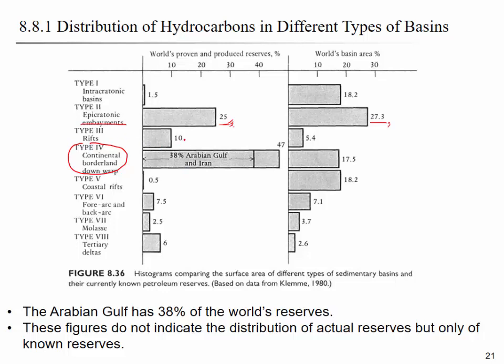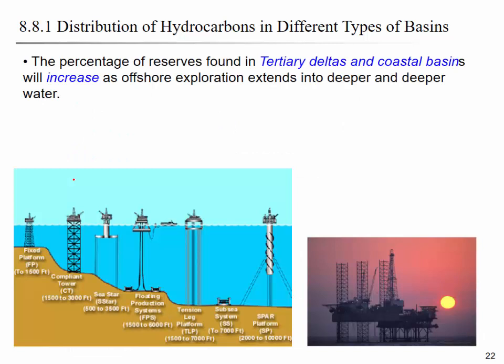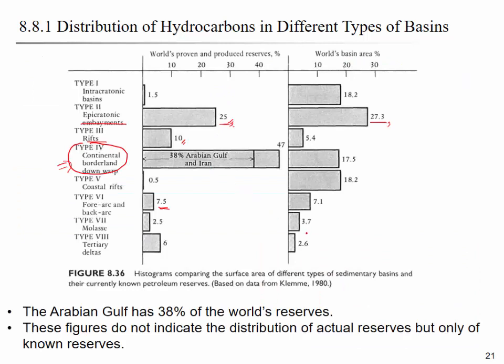Third largest is the rift here, and coastal rift here, and fourth, back arc is about 1, 2, 3, 4, right? And molasse, Tertiary delta, and the continental borderland downward is the most occurring reserve. The percentage of the reserve found in Tertiary deltas and coastal basins will increase as oil exploration extends into deeper and deeper water. So this is, I think, 1980, so it was 30 years ago, but it's been changing.